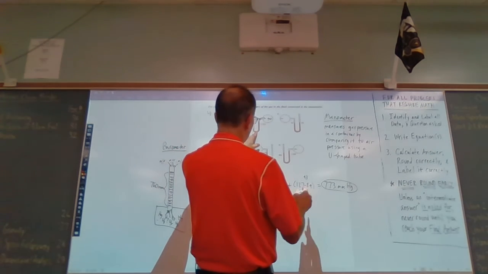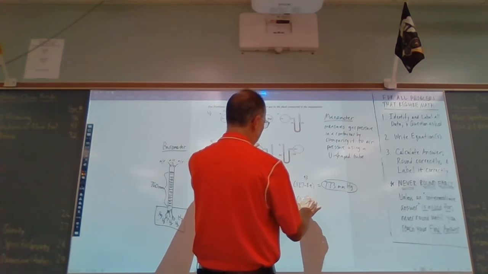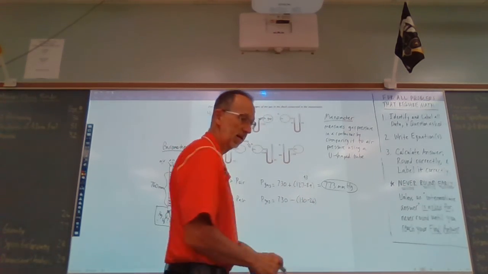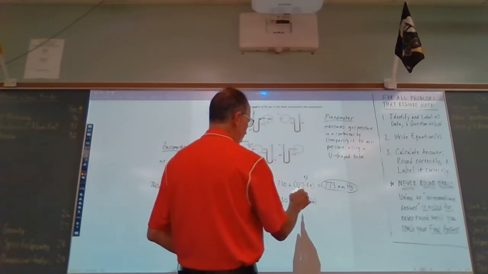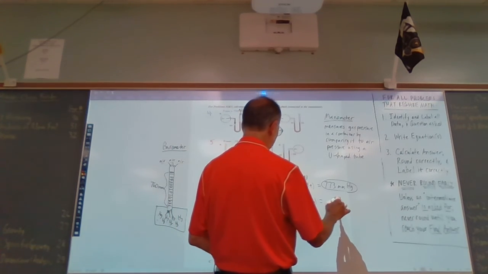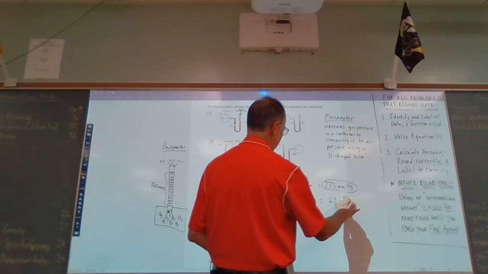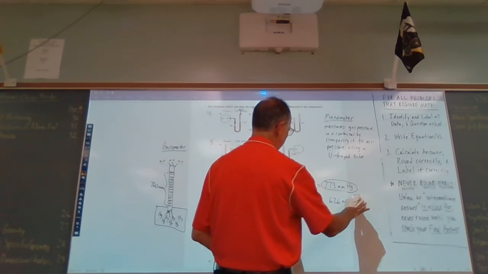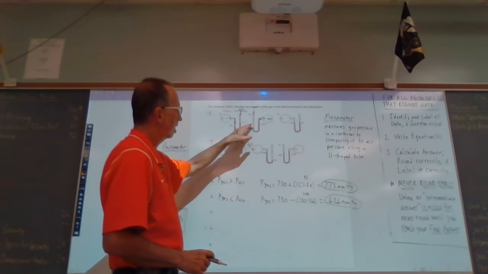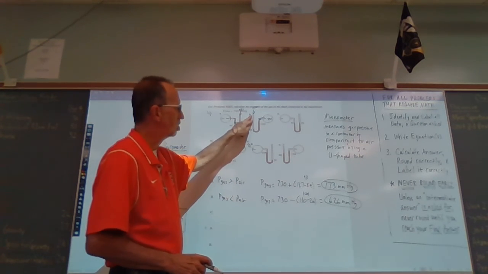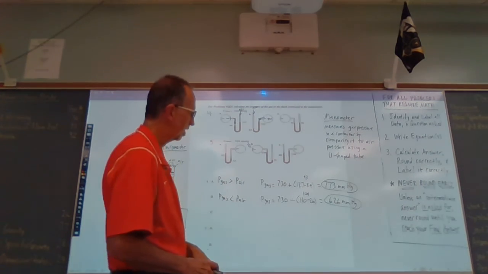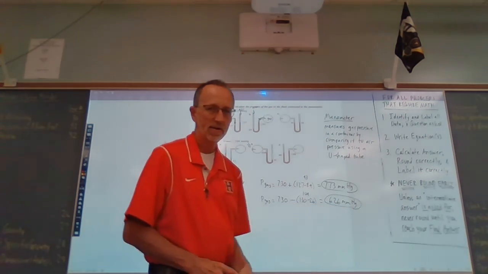And the difference here is 130 minus 26, I think, if I can read that correctly. Yeah, so the difference there is 104. So 730 minus 104 is 626 millimeters of mercury. And again, that makes sense because the pressure of the air is much larger than the pressure of the gas, as evidenced by the mercury column levels here.